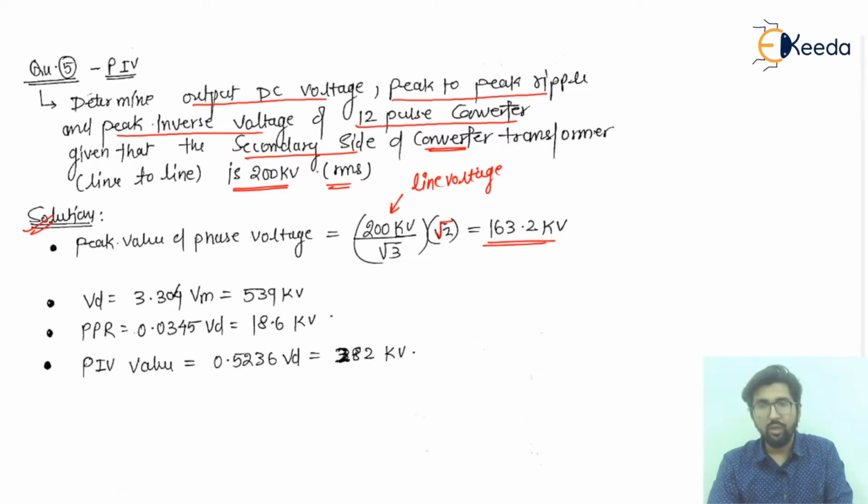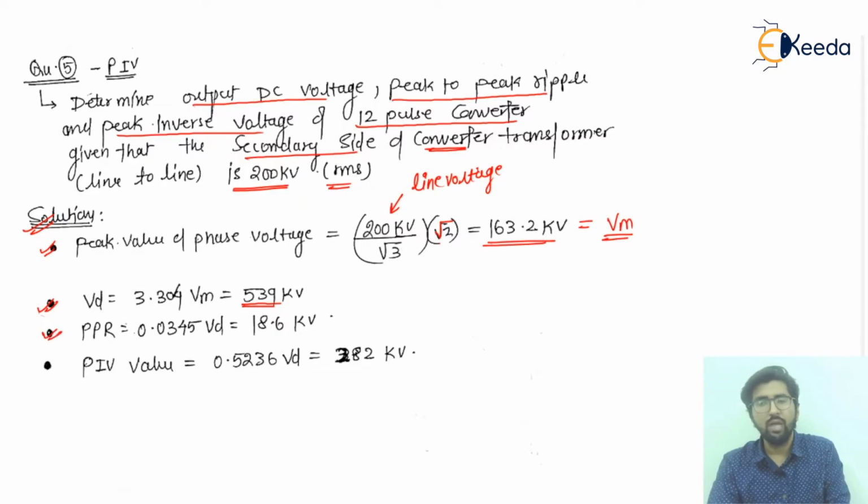Now we will move to the second one, that is VD. This is the VM, that is 163.2, the peak value, VM or EM, you can say. So VD is equal to 3.304 into VM. We have already found this in the derivation, and 539 kilovolt is going to be found. You have to remember these coefficients or parameter values, because direct questions can be framed from this. You do not have to use the derivation every time, because that is time taking. That's why we are remembering these formulas.